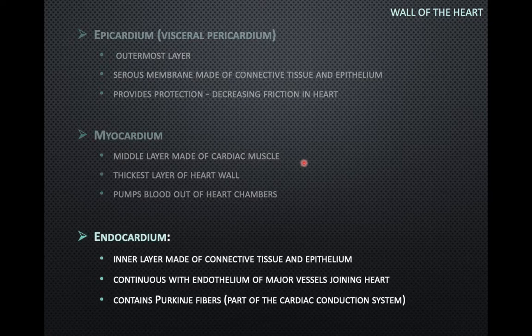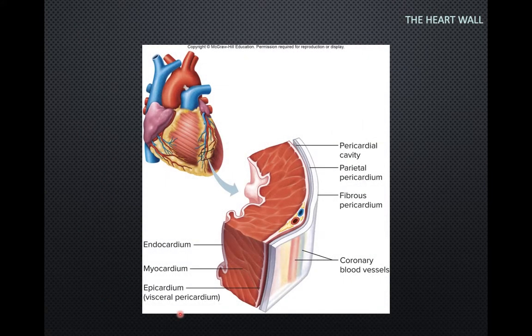Then we have the endocardium. Remember that endo means inner, so this is the innermost component of the wall of the heart. It's made of connective tissue and epithelium, and it's continuous with the endothelium of major vessels joining the heart. So the major blood vessels that join the heart are actually continuous with this endocardium. It contains Purkinje fibers, which are a part of the cardiac conduction system. We're going to talk more about that later on. But it's another fun word to say, right? Purkinje fibers.